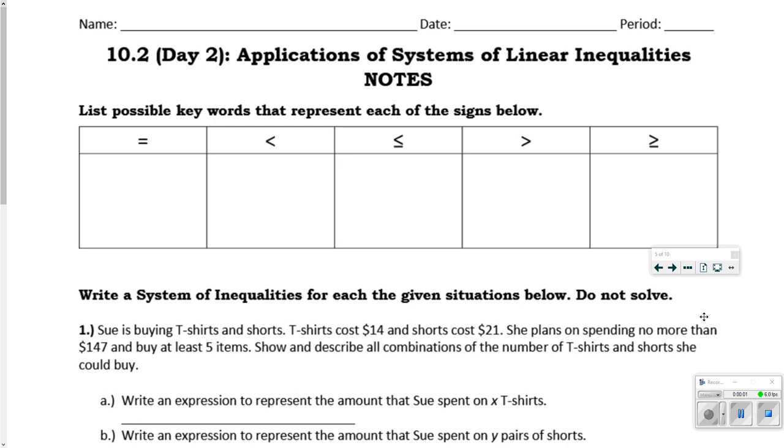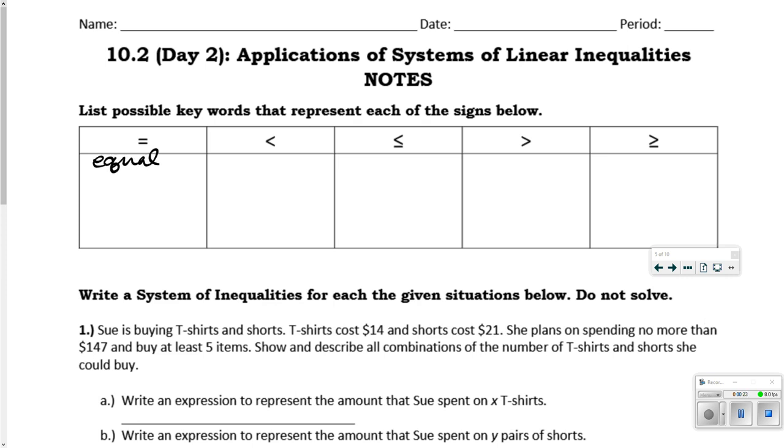Okay, so what I want y'all to do first, y'all should know some vocabulary already. So we're looking at word problems for today. I want y'all to go through in each of those little boxes, put in some words that you know that you see in word problems that represent those different symbols. So what are words that are representing your equal sign?